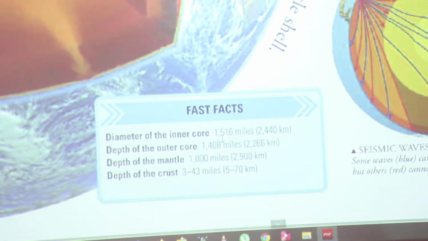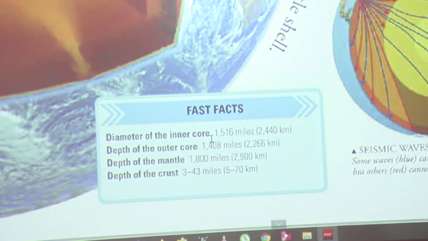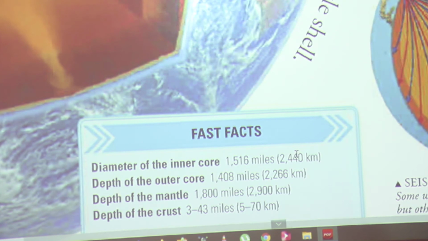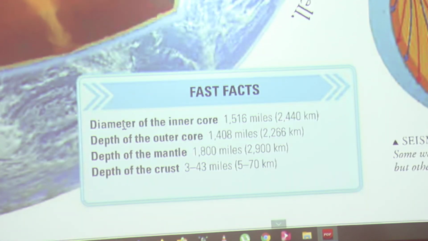Now, here you see some facts. Diameter of the inner core, you see the readings here. Let me just make it bigger so you can see it better. There you go. Sorry for the inconvenience, but I hope you understand. Now, as you can see here, the readings and all the facts. Diameter of inner core, very big one, right? Wouldn't you say? Depth of the outer core, there you go. And depth of the mantle, which is also here.